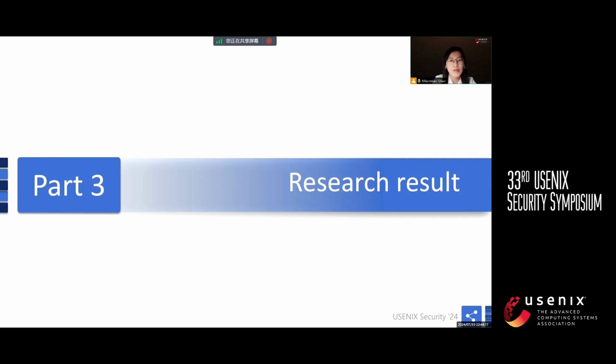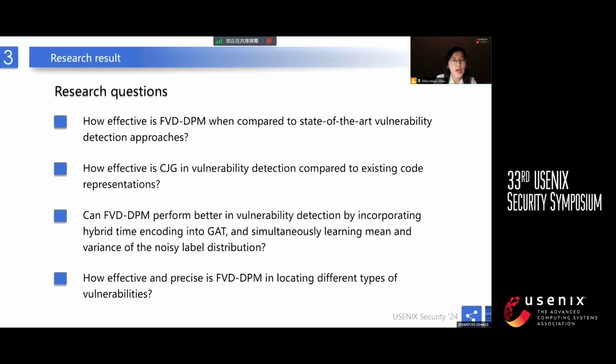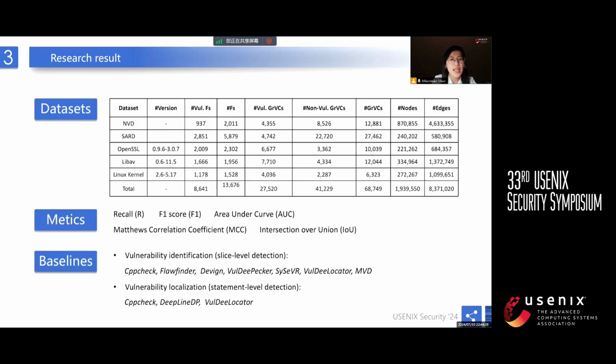Next, I will show the results to evaluate FVD-DPM. We answer these four research questions. In this slide, we present our datasets, metrics and baselines. Our dataset can be divided into two groups. One group contains two well-known datasets, NVD and SARD. The other group contains three real-world open-source projects. They were manually collected from GitHub. As for baselines, we compare FVD-DPM with 9 state-of-the-art detection methods.